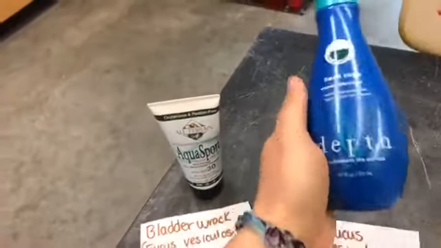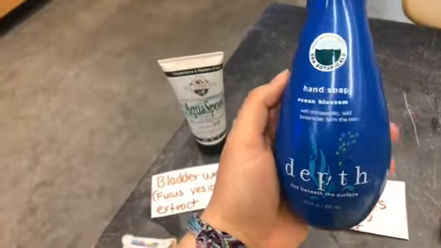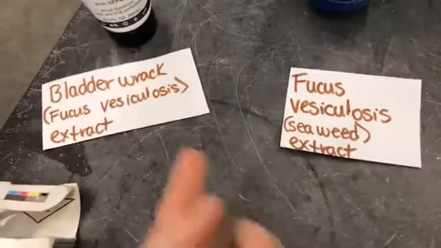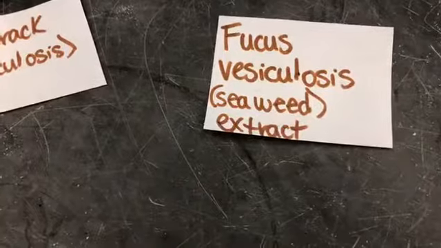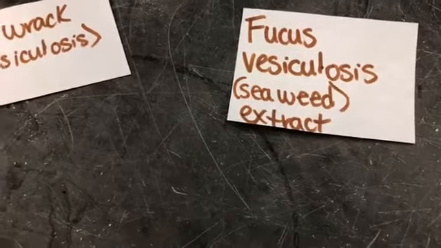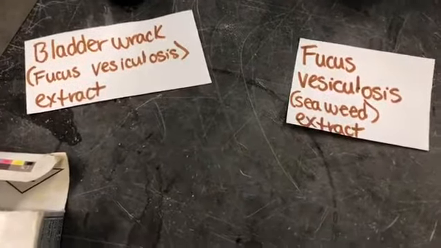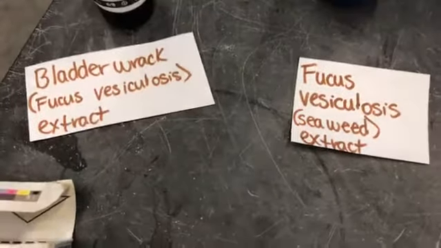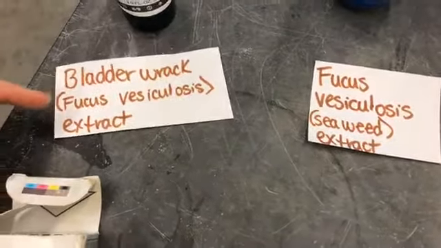The next item is some good old hand soap. Probably been using this a lot lately. And if you were to look in the ingredients, very similar to the sunscreen, you'll see the Fucus vesiculosus extract. So these are basically the same extracts, it's just two different ways to say it. The bladderwrack is the common name. Fucus vesiculosus is the scientific name.